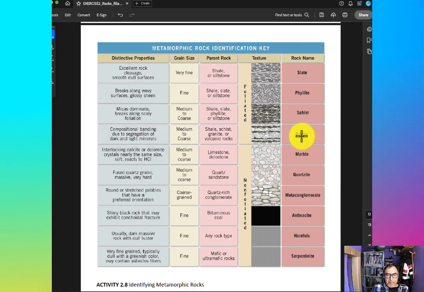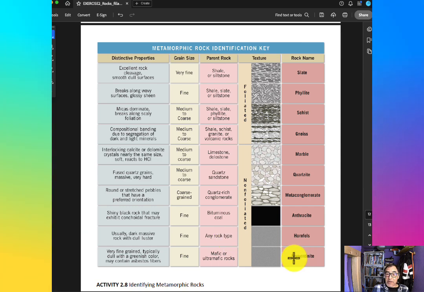And then for non-foliated rocks, you can see there's marble, quartzite, and metaconglomerate. In this case, it's a stretched metaconglomerate. Anthracite is a type of coal. Hornfels is a rock that's been burned by contact metamorphism. It could be just about any type of rock that's just been burned. And then serpentine. In fact, that's important.